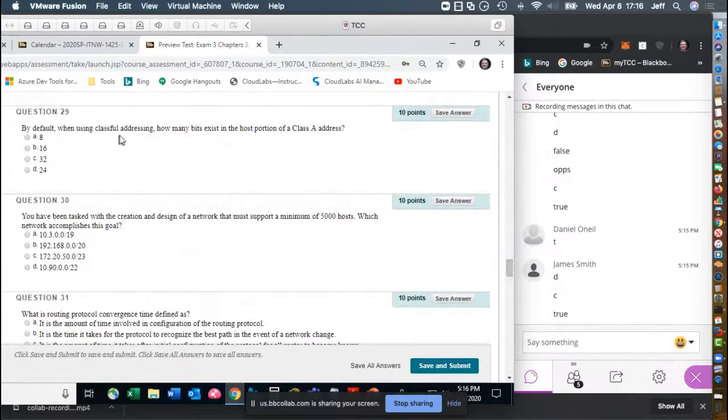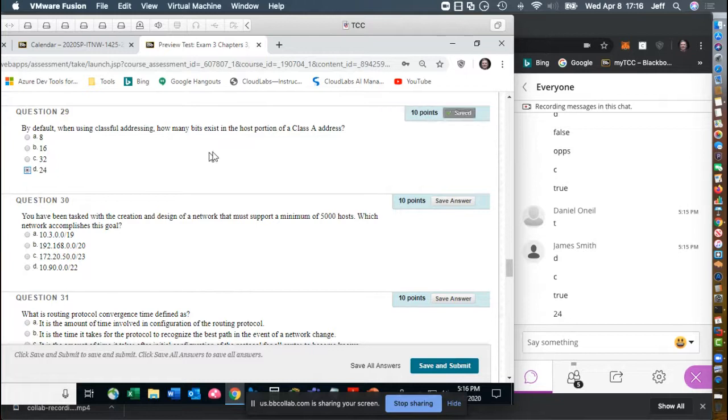By default, when using classful addressing, how many bits exist in the host portion of the Class A address? 24, right? We have 8 bits in the network and 24 in the host because our subnet mask is 255.0.0.0, right? So there's 8 bits for network, 24 bits for hosts.